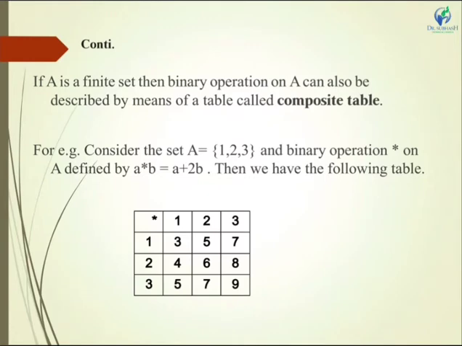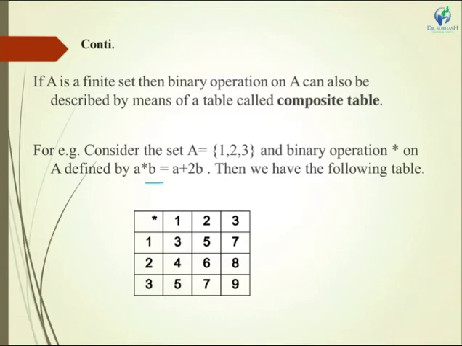Now, if A is a finite set, then the binary operation on set A can also be described by means of a table called a composite table. For example, consider the set A equal to {1, 2, 3} and binary operation star on A defined by a star b equal to a plus 2b. Then the following is the composite table which can be made for the set A.